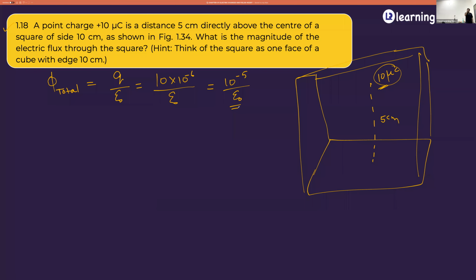So square is 1/6 of the cube. So flux through one of the squares is going to be 1/6 of this value, that is 10 power minus 5 divided by 6 times epsilon naught. That's it. That's what they've given in the hint also. Think of the square as one of the faces of the cube of edge 10 centimeter. Why they told you to consider a cube of side 10 centimeter is because this distance is 5. You need to consider the size exactly double that. Clear?